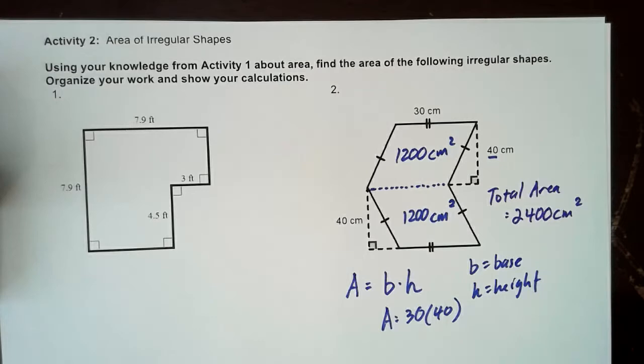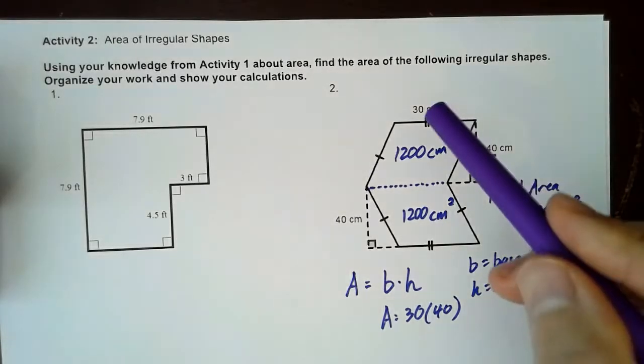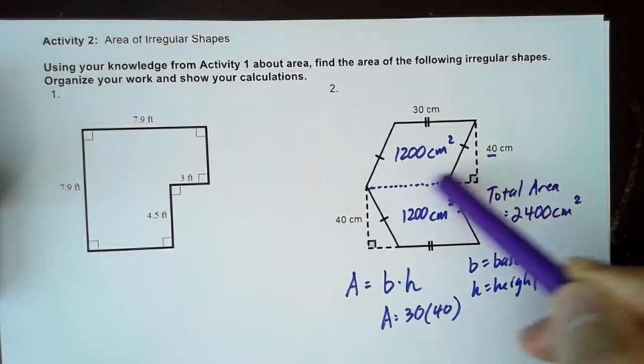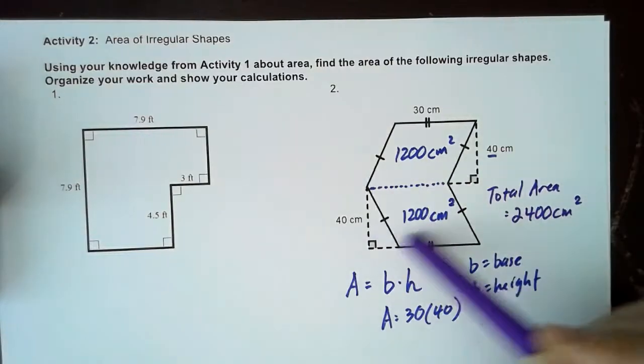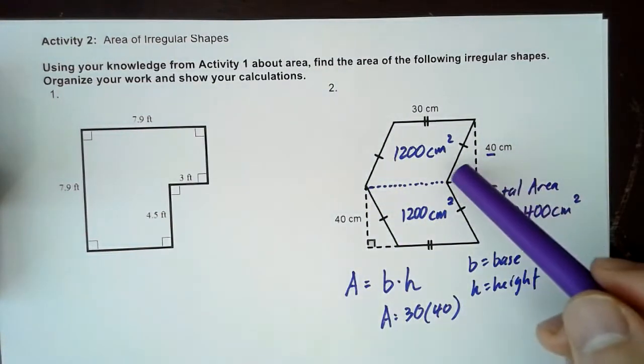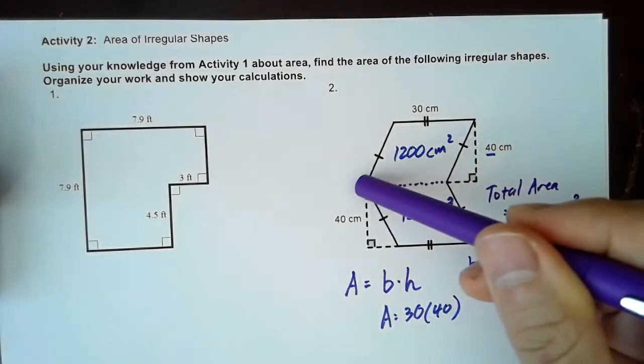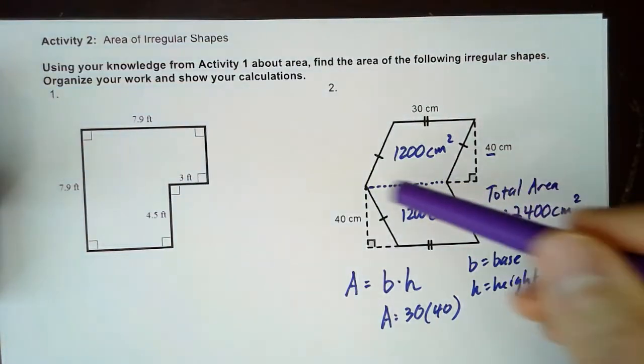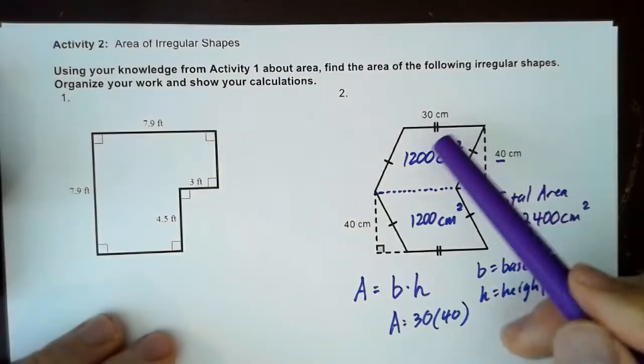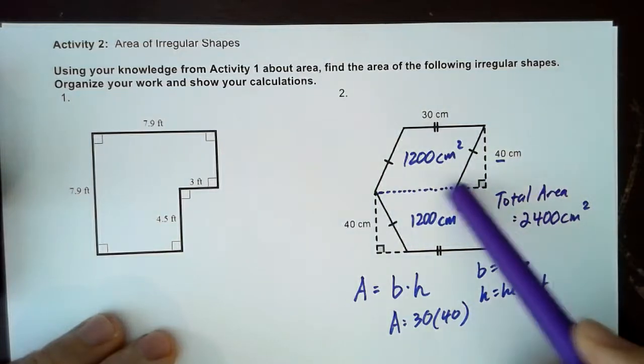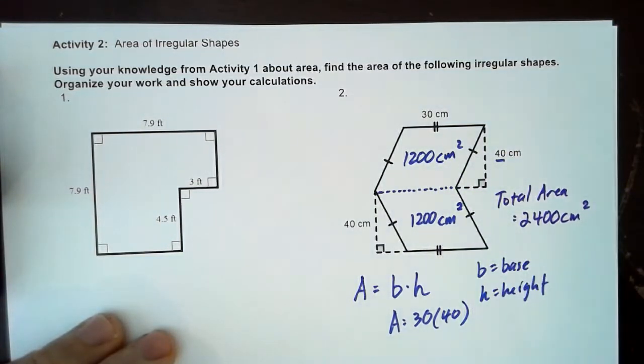Okay, so something like number 2, you can see how this is a parallelogram with another parallelogram. So what you're going to have to do is cut the parallelogram in half and find the area of this shape and then find the area of the shape below.